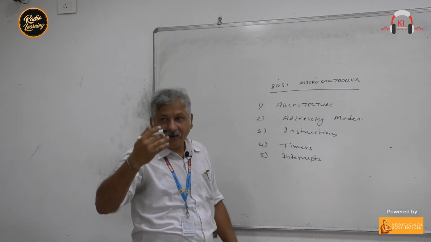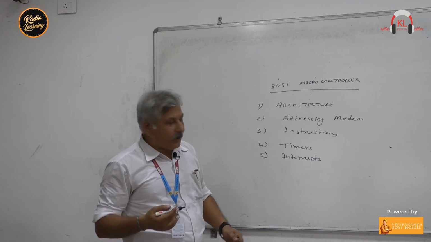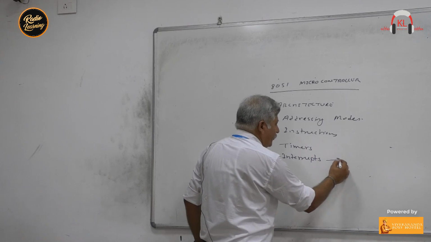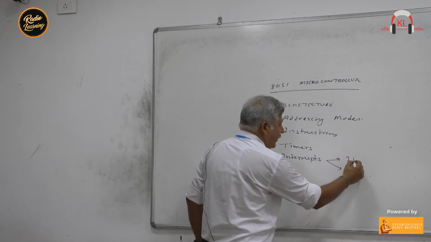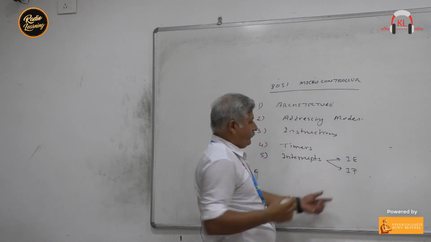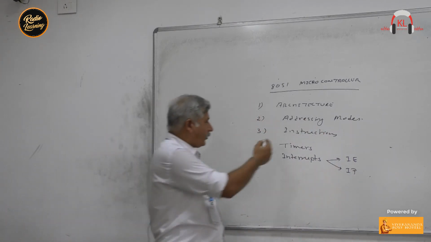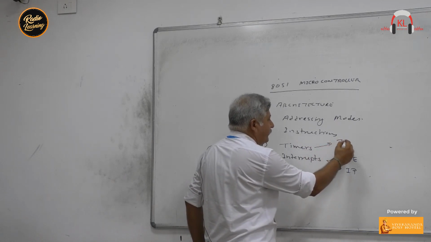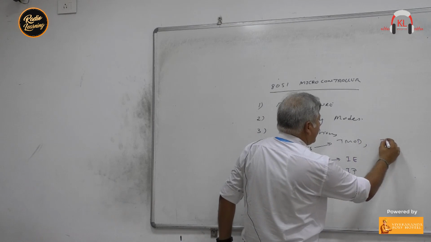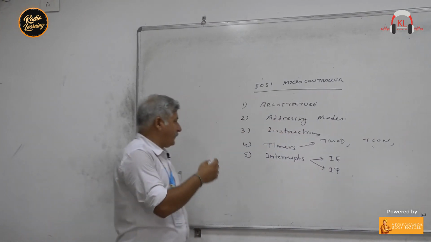What are the various vector locations of the interrupts? How to write a program with the help of interrupts? In this, you have to study registers, i.e., the interrupt enable register and the IP register, where you can change the priority of the interrupts. For the timers, you have to study the TMOD register and the count registers. So these are registers.